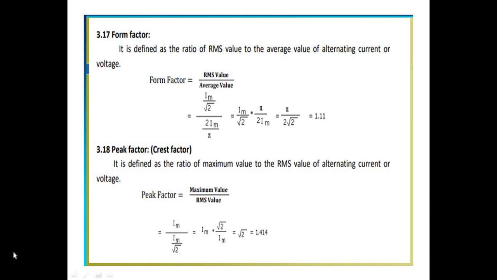Peak factor is defined as the ratio of maximum value to the RMS value of alternating current or voltage. Peak factor is equal to maximum value divided by RMS value. That means Im divided by Im divided by root 2, which is root 2, equal to 1.414.